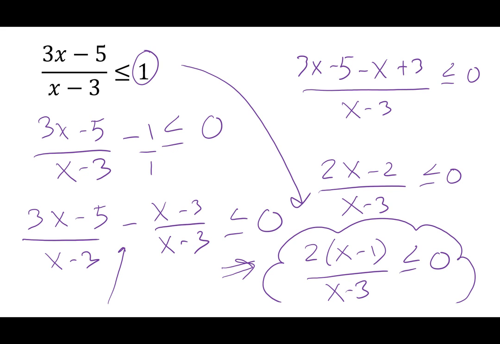Once you're clear how we got to there, I'm going to move to the next screen. Let me copy that for a second. So 2 times x minus 1 over x minus 3 is less than or equal to 0. This is now the inequality that we're solving.